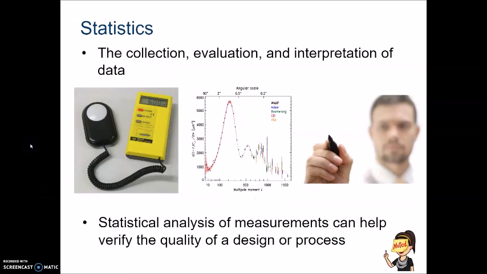So we're going to start by talking about statistics. Statistics are the collection, evaluation, and interpretation of data. That means that we are collecting numbers and quantities based upon testing, and then we are putting them together in a pattern that makes sense so we can draw a conclusion. Statistical analysis of measurements can help verify the quality of a design process or product. That means that when we gather data, we can use it to determine if something is of the quality that we need or not.